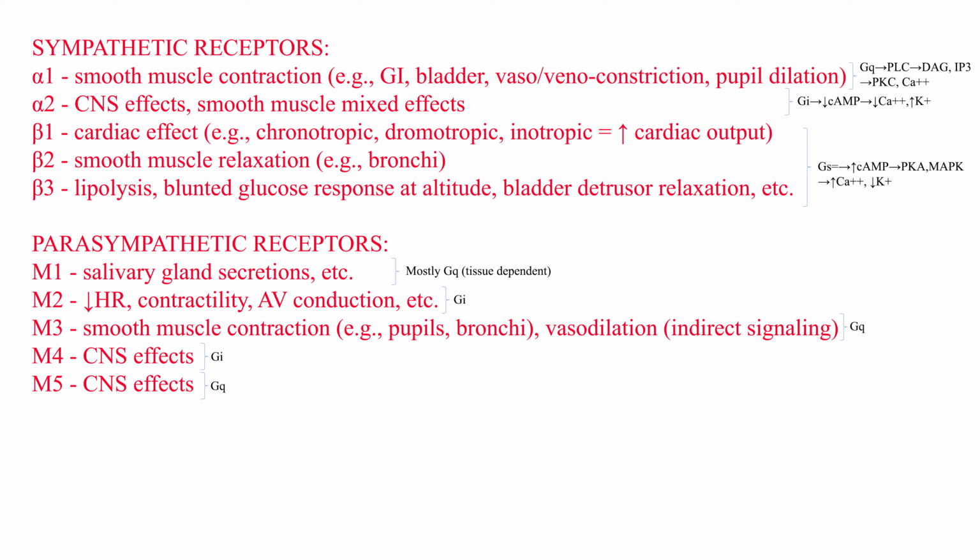Alpha-2s are primarily the G inhibitory protein, which decreases cyclic AMP, and that can decrease intracellular calcium and increase intracellular potassium, for example. And then the beta receptors are all G stimulatory, which does the opposite of G inhibitory. It increases cyclic AMP, which activates PKA and MAP kinase and things like that to increase intracellular calcium. And then with the parasympathetics, these are primarily G inhibitory and Gq. They act through the same mechanisms, of course.